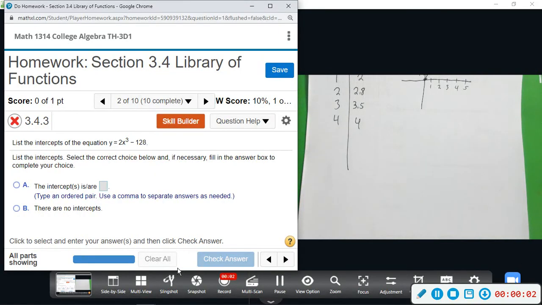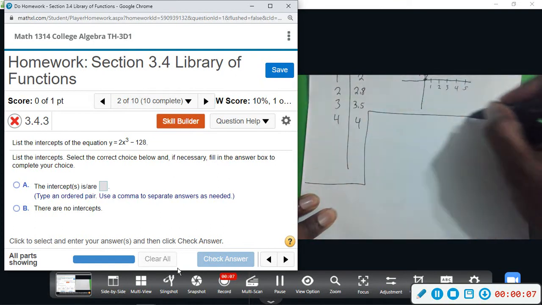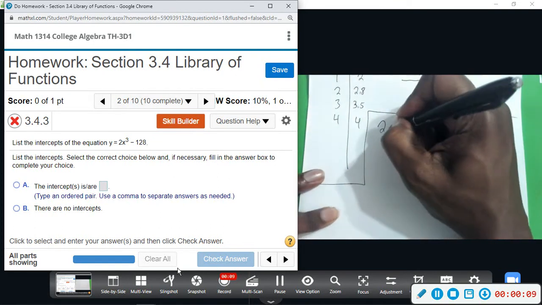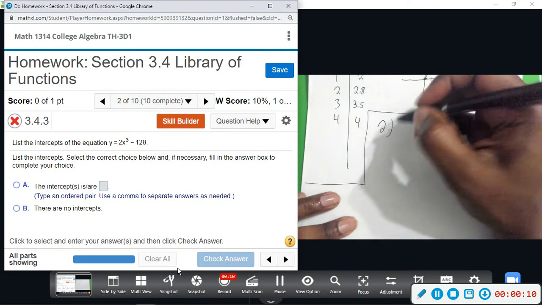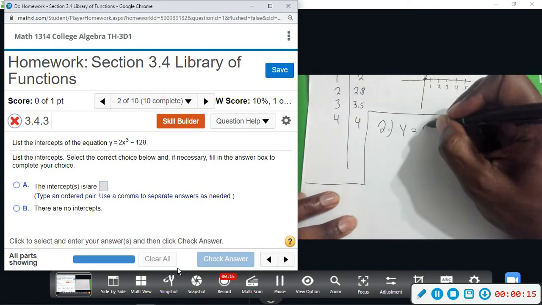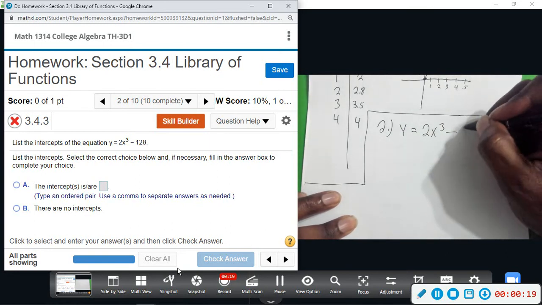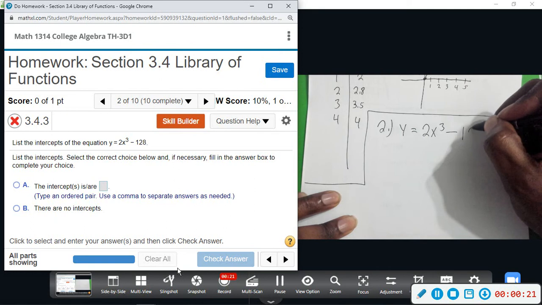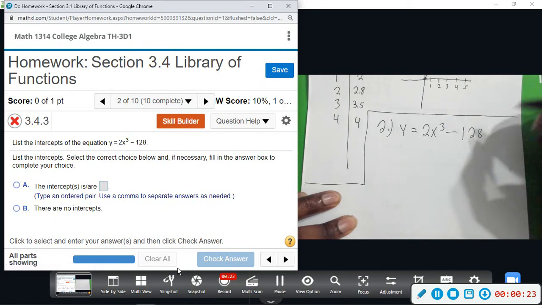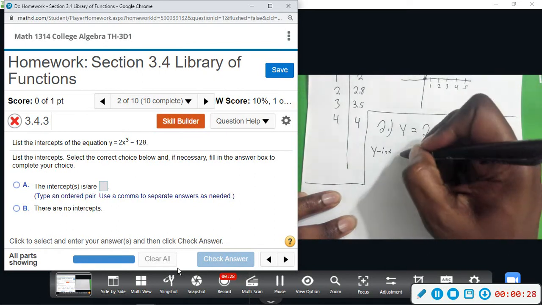Alright, number 2, we want to list the intercepts. And so we've talked about intercepts several times. What you need to remember when we're finding intercepts, we have x-intercept and y-intercept. The y-intercept, x is 0. So if I want to find the y-intercept, I'm going to plug a 0 for x.